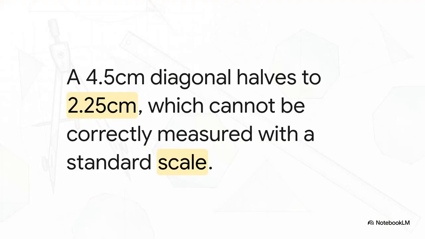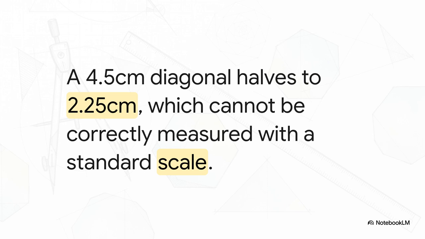But the text wisely warns us about some real-world physical limitations. It brings up what we can call the 2.25 centimeter dilemma. Think about it. If you have a diagonal that's 4.5 centimeters long and you need to bisect it, its exact half is 2.25 centimeters.